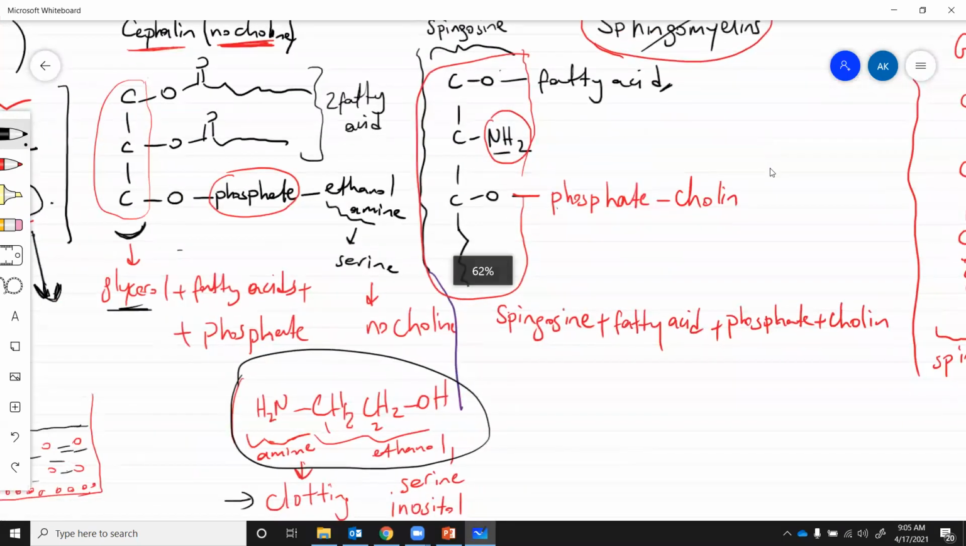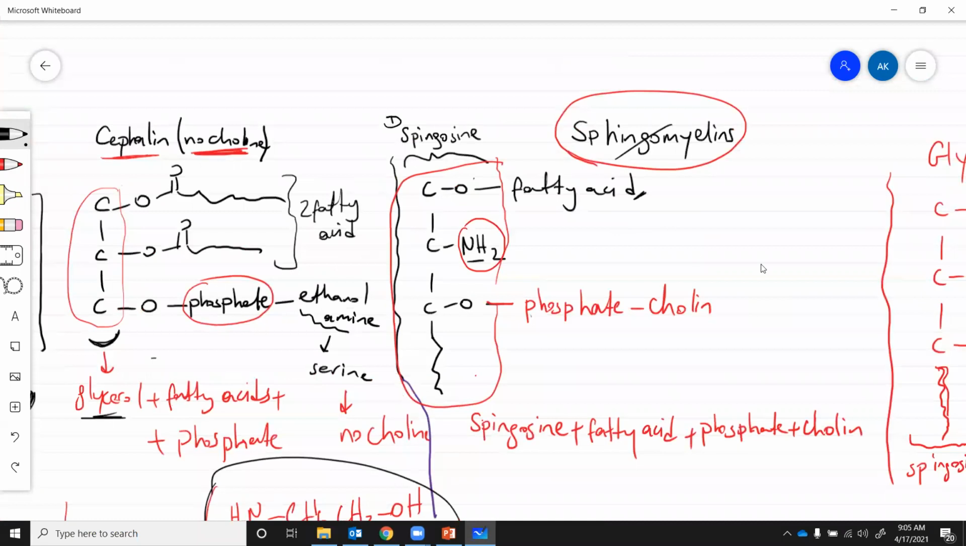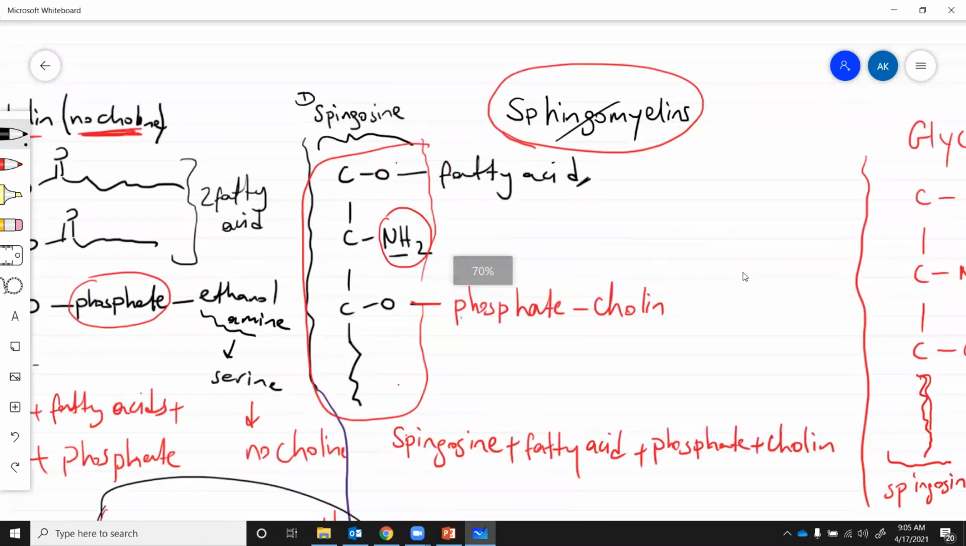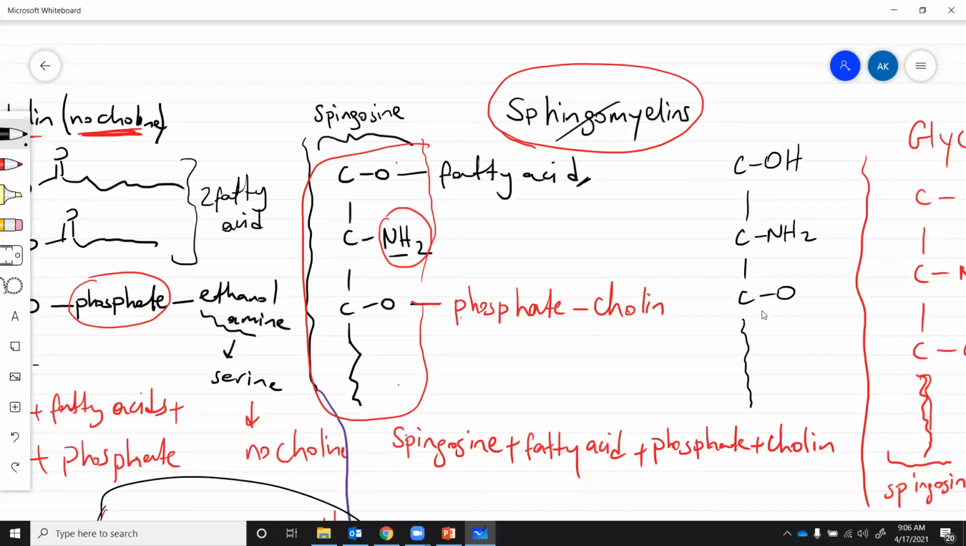So this is my sphingomyelin right here in the middle. Instead of a glycerol, now we are using a different backbone. What is that backbone? We're going to call it sphingosine. Sphingosine is the backbone we are using, like carbon, oxygen, carbon NH2, and then carbon, oxygen. There are a lot of groups here that I didn't draw, but this is the main functional group.